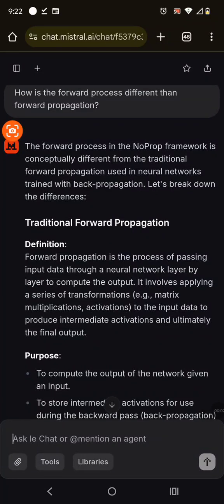So, trying to understand the forward process in NOPROP, and how it is different from forward propagation, because the key advertisement of NOPROP is that there is no propagation. The forward process framework is conceptually different from the traditional forward propagation. So let's break down the differences.